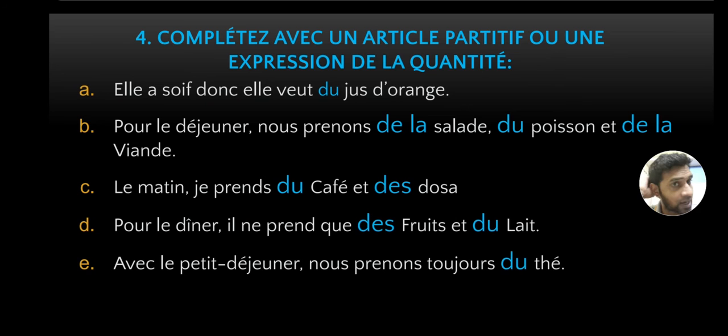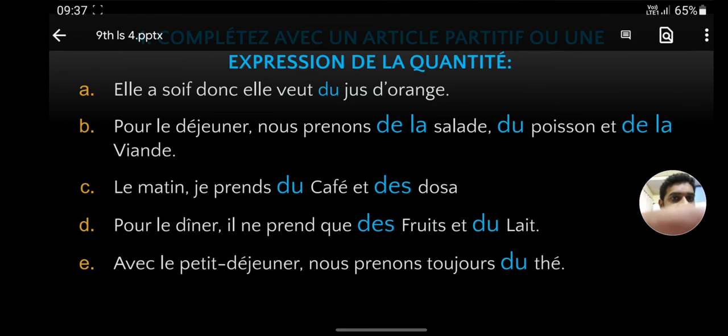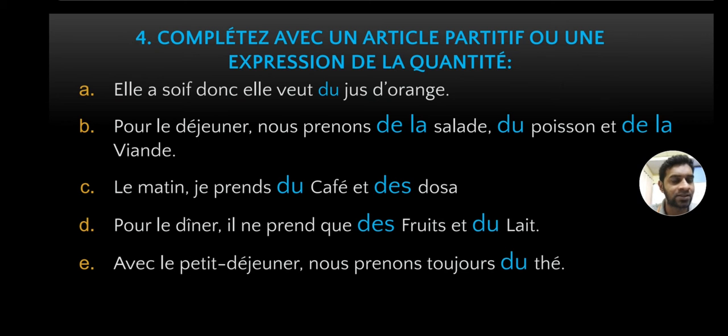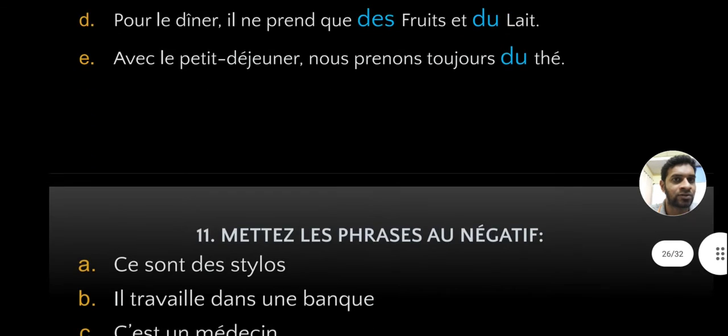Elle a soif, donc elle veut du jus d'orange. Pour le déjeuner, nous prenons de la salade, du poisson et de la viande. Le matin, je prends du café et des dosa. Pour le dîner, il ne prend que des fruits et du lait. Avec le petit déjeuner, nous prenons toujours du thé. Hope it's fine. We'll move to the next exercise now.